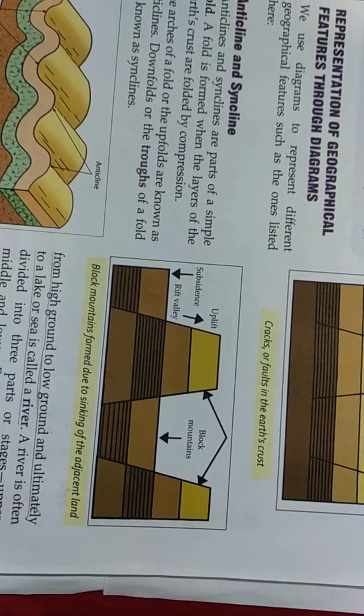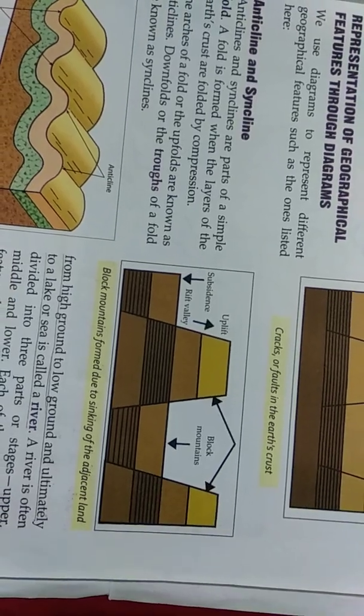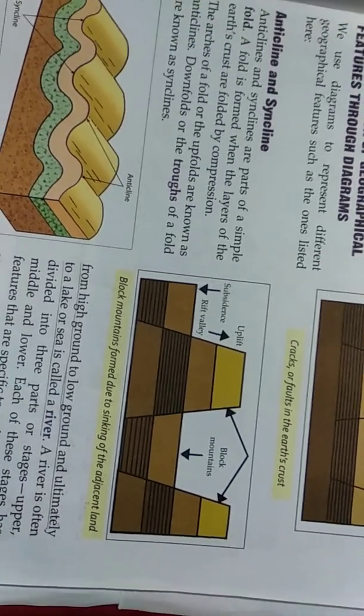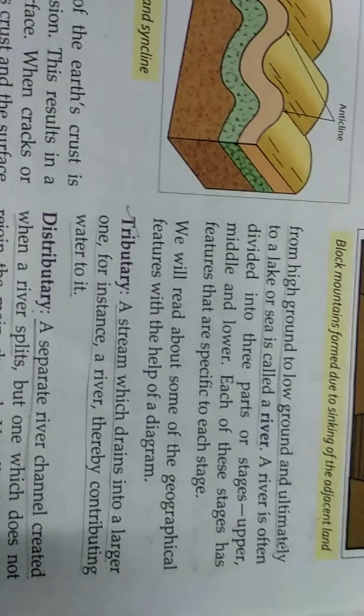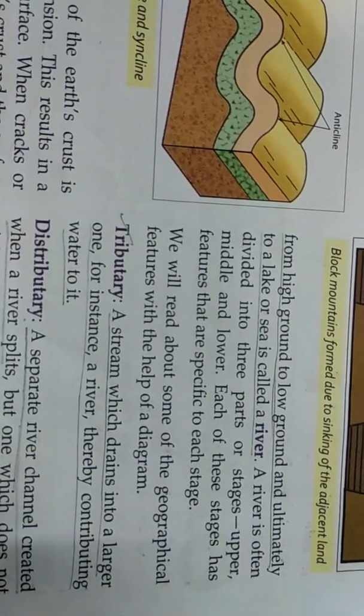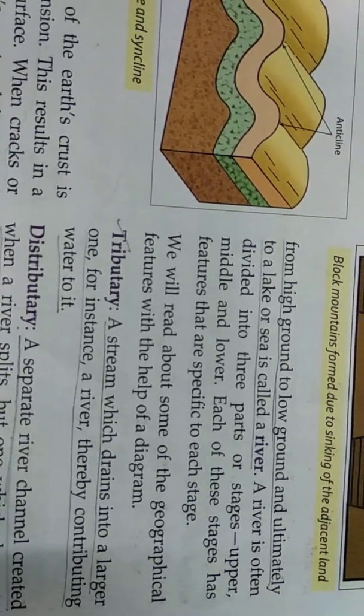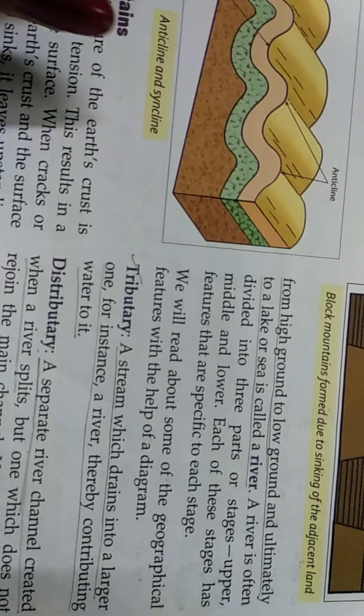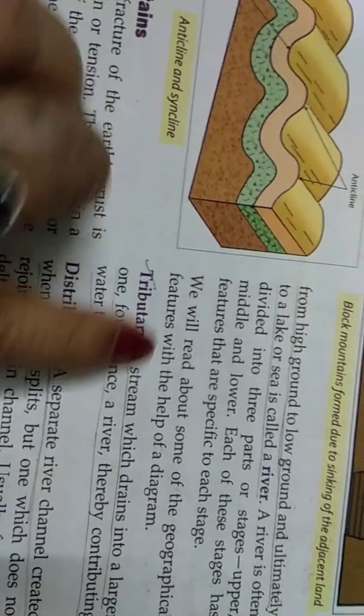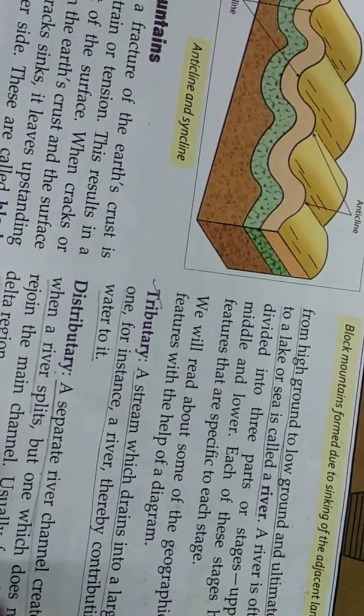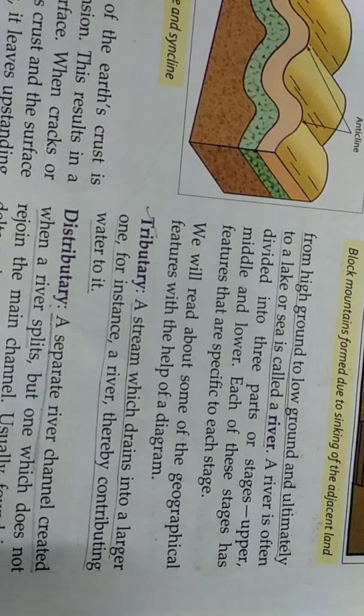River, tributaries, distributaries, meanders and deltas. The stream water which flows in a channel from high ground to low ground, ultimately to a lake or a sea, is called a river. That means our Ganga, which is flowing from Gangotri, flows over the land and then comes towards the lower portion of the land, and it meets at the sea. That is known as a river.